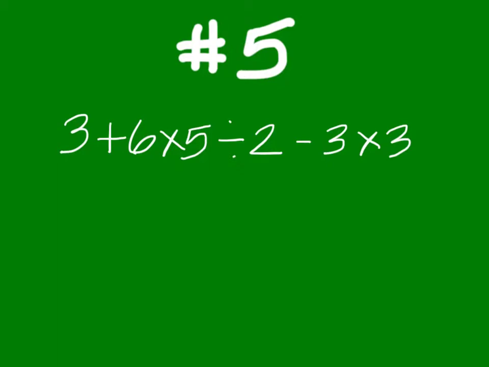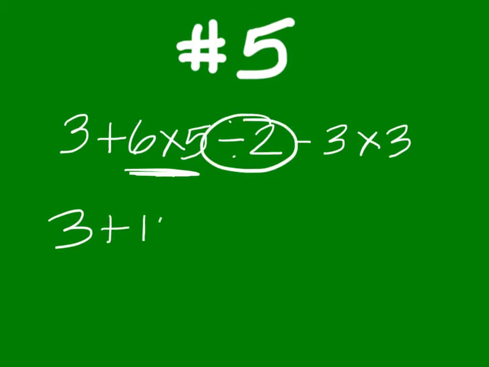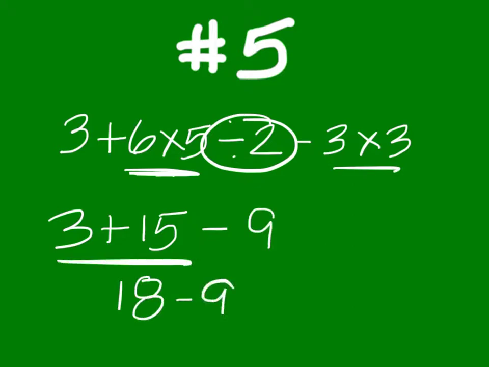You have to do 6 times 5 first to come up with 30, and then divide it by 2, which is 15. And 3 times 3 is 9. This will give you 18 minus 9 is 9.